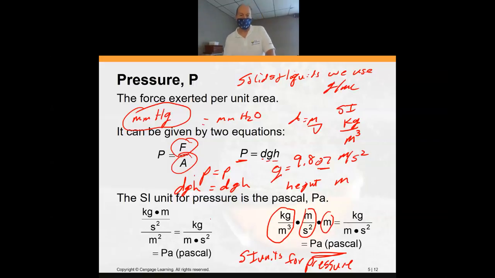What cancels out is the gravity. Gravity is the same whatever liquid you're using to measure pressure. So you would have the density of mercury on this side and the height of mercury on this side, and on the other side you would have the density of water and the height of water. We're going to talk about millimeters of mercury, but you could do it at any height of any liquid.